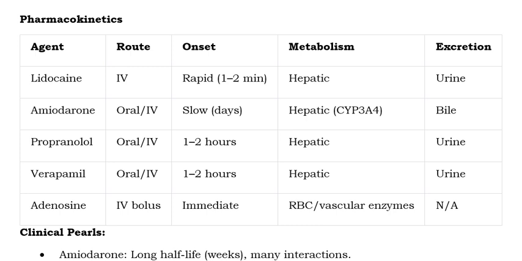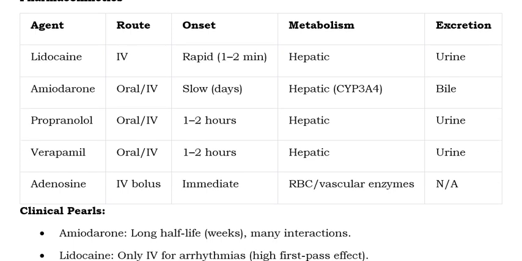And adenosine, the super fast one for PSVT. Yeah, adenosine's unique. Rapid IV push, onset is almost instant, like seconds. Wow. And it's broken down incredibly fast right there in the blood by enzymes in red cells and blood vessel walls. So fast, it doesn't really have a typical excretion route. Effects are gone in less than a minute usually. That rapid breakdown explains why it's just a quick hit for SVT.